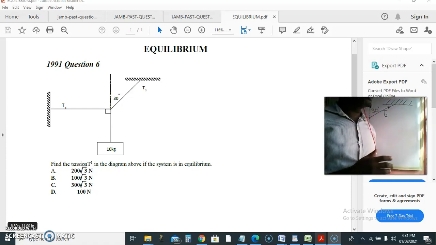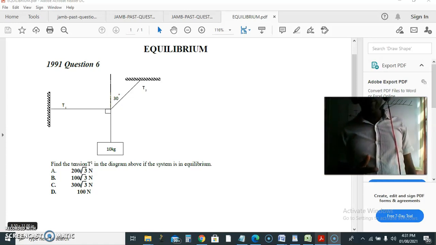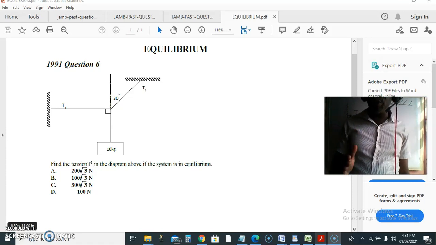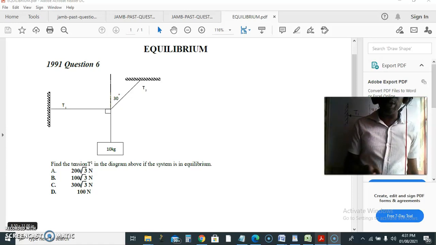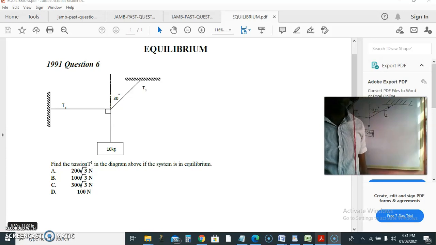For translational equilibrium, the sum of the horizontal components should be equal to 0, the sum of the vertical components equal to 0, and the resultant, of course, equal to 0. This is an example of a static translational equilibrium. How do you go about this problem? There are so many ways you can go about this problem. How do we do this?